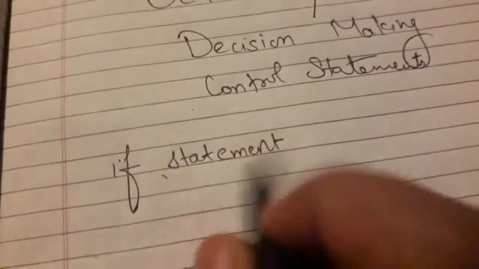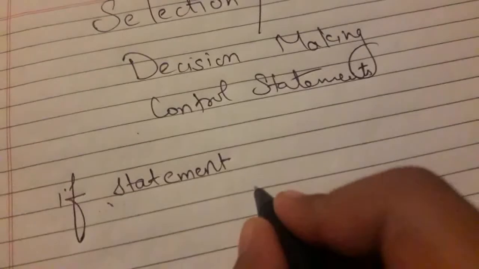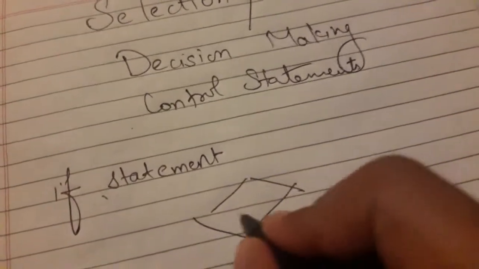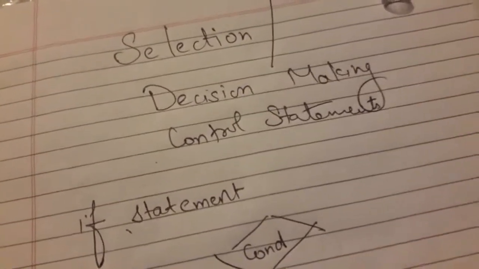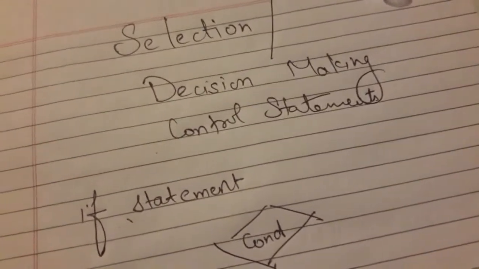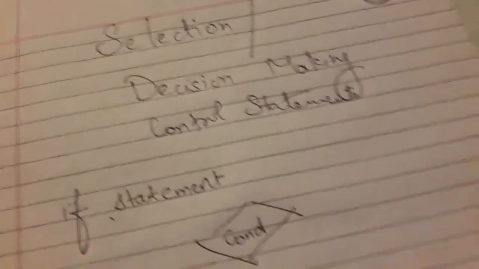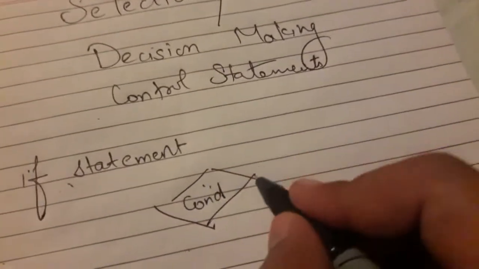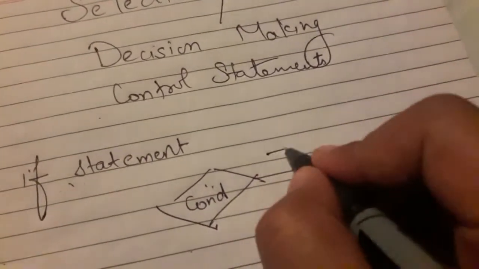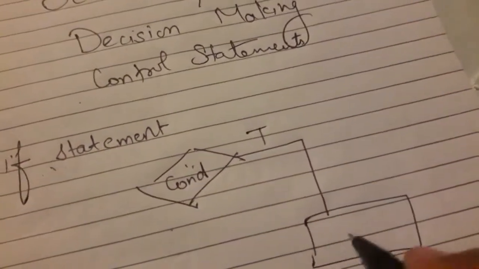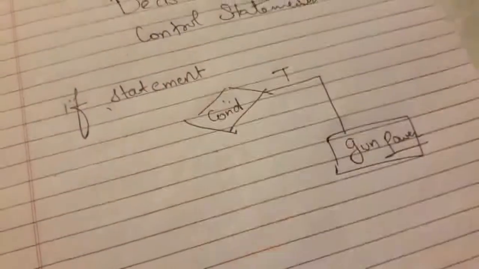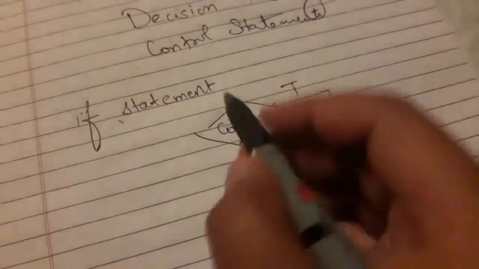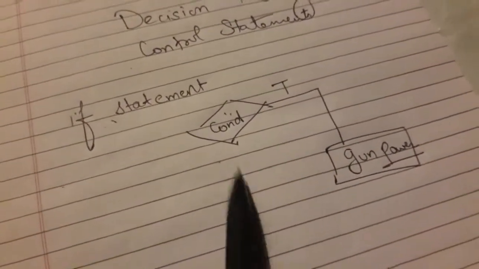So if statement checks the condition: if person jumps, right? Now what is the condition here? If person jumps, then gun power. There is no other, otherwise the flow is going on, there is no false.